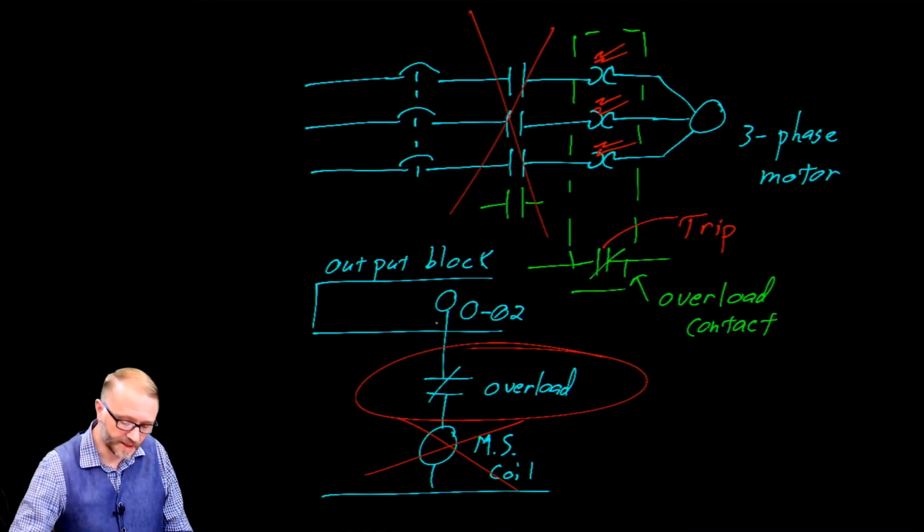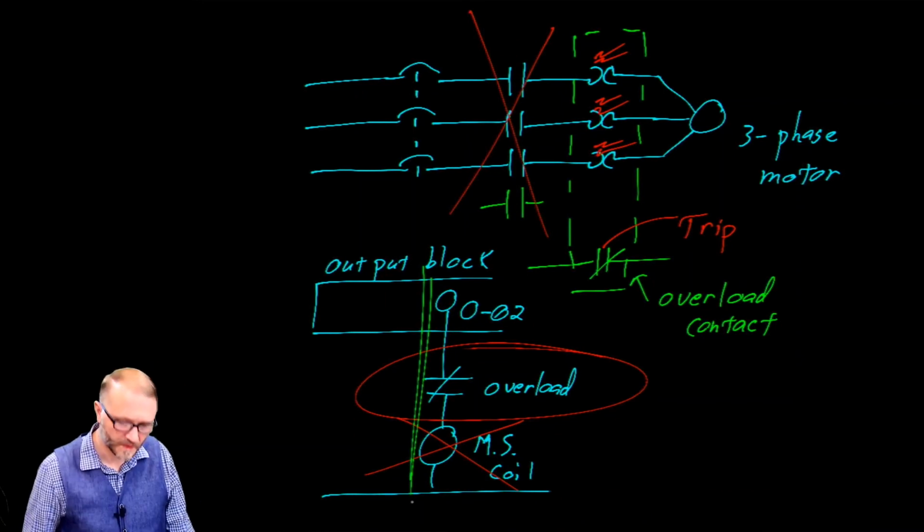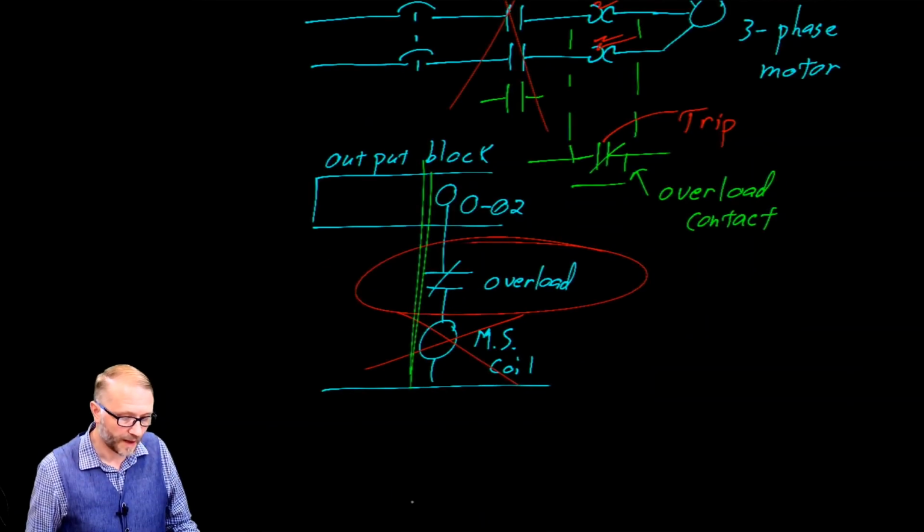I suppose you could make the argument that this is a permissive, because after all, the motor will not start if it's tripped. Although that doesn't seem right, does it? In which case, we'll call this a trip. At this point, I would like to go over a few examples.